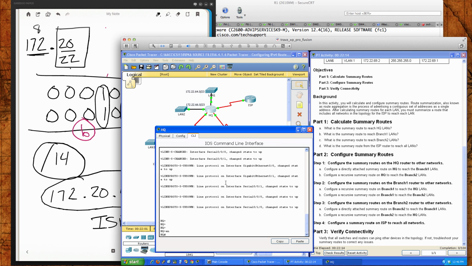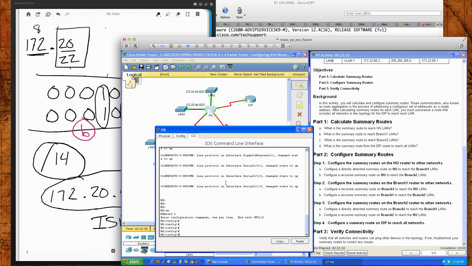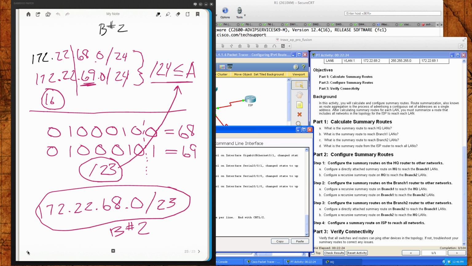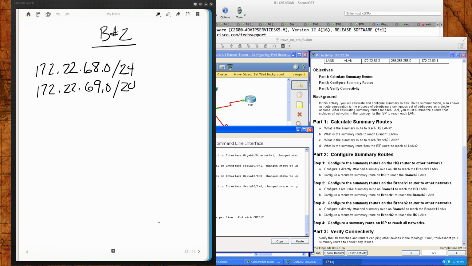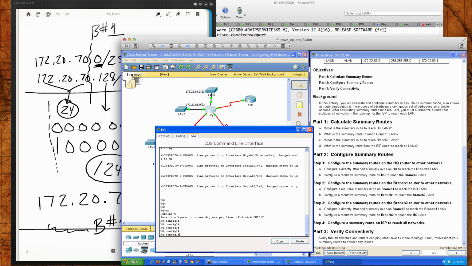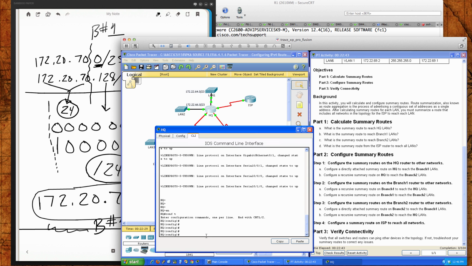So we go from user exec to privilege exec into global config. And so my route to reach the branch 1 LANs, if I were to come back over here and go back, and we'll go to branch 2. So there's branch 1. Okay. So there are the branch 1 LANs. We know that we're going to be looking at 172.20.70.0. And so let's see if this works.